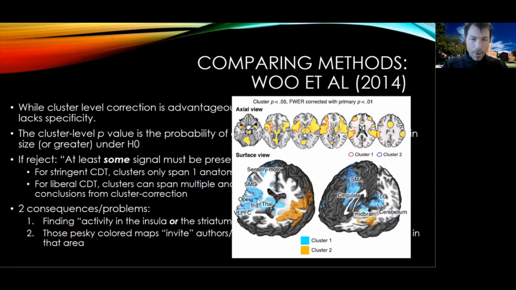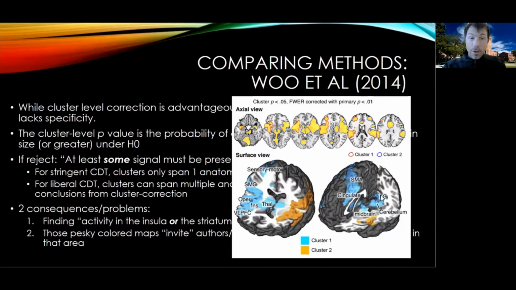In fact, if you look down here, you can see in blue one of the two clusters and in orange the other cluster. Look at the blue cluster. It spans the supramarginal gyrus, sensory motor, the opercular part of the inferior frontal gyrus, ventrolateral prefrontal cortex, insula, and thalamus. Actually, it also includes the SMA, cingulate, parts of the midbrain, cerebellum, and the lingual gyrus. And you don't know, inside the cluster, which are the voxels that are suprathreshold.